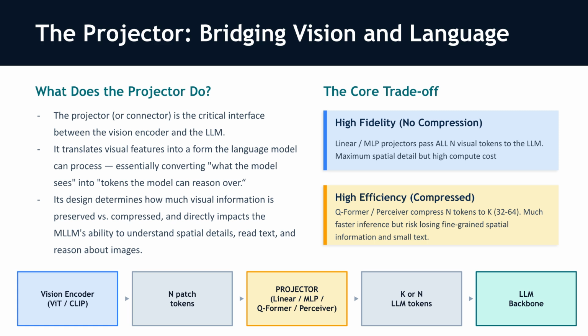On the high-efficiency side, Q-former and perceiver architectures compress N tokens down to a much smaller number K, typically 32 to 64. This dramatically reduces inference cost, but you risk losing fine-grained spatial information and the ability to read small text. Choosing the right projector is not just an engineering decision. It determines what tasks your MLLM can actually do well. If you need to read dense documents or understand detailed charts, you probably need a high-fidelity projector. If you are building a chatbot that needs to understand general image content quickly, a compressed approach might be sufficient.